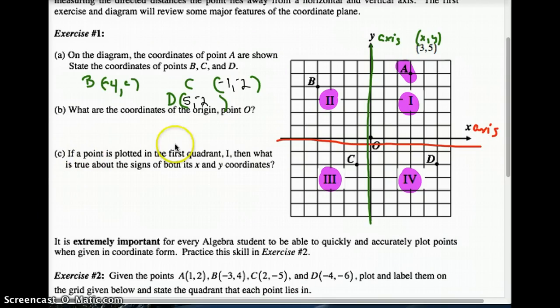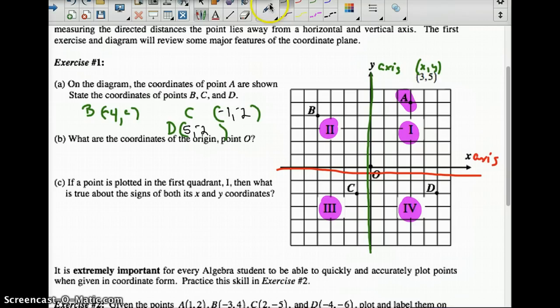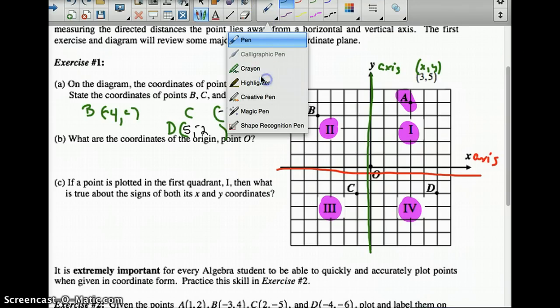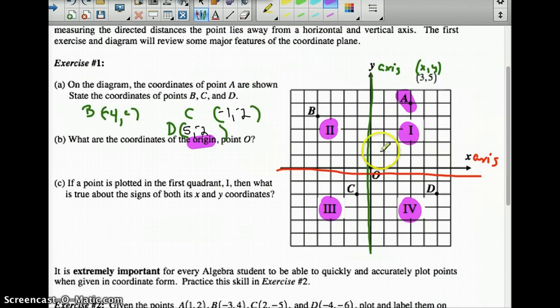Next, if a point is plotted in the first, oh, I skipped one. What are the coordinates of the origin? Okay, so that's another important word. The origin is this point in the middle here. And so if we follow what we've done with the other points, we have to talk about how far left or right we're going. Well, we're starting at the origin and we're going no far. We're not going anywhere left or right, nor are we going anywhere up or down vertically. So the origin is (0, 0).